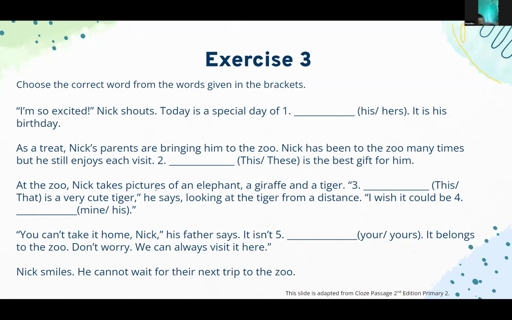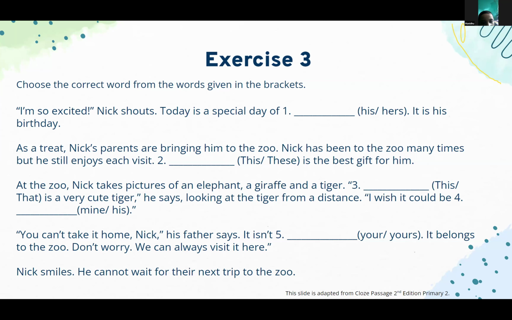At the zoo, Nick takes an elephant, a giraffe, and a tiger. That is a very cute tiger. It belongs to the zoo. Don't worry, we can always visit it here. No, we're doing question 3. Read question 3 first.